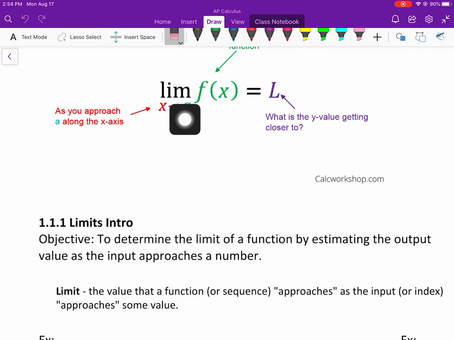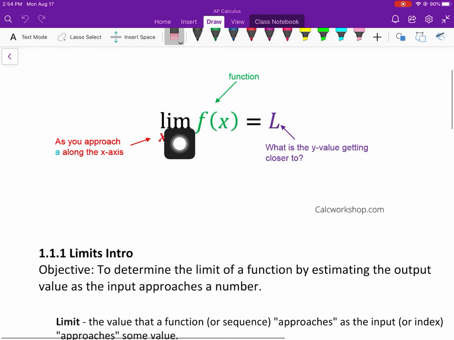So how does this look in limit notation? Well, let's look up here. This is how it looks. This says LIM for limit, the limit of f of x as x approaches a. Now remember, x is the input. So x is approaching something here. So as x is approaching a, as x is approaching some number, what is our output approaching? That's going to be our answer. Our answer is going to be what the output value is getting close to. I like how they say that right here. What is the y value getting closer to? That's basically what you should be asking yourself. As x is approaching something along the x-axis, what's your y value getting close to? That's really what you should be asking.